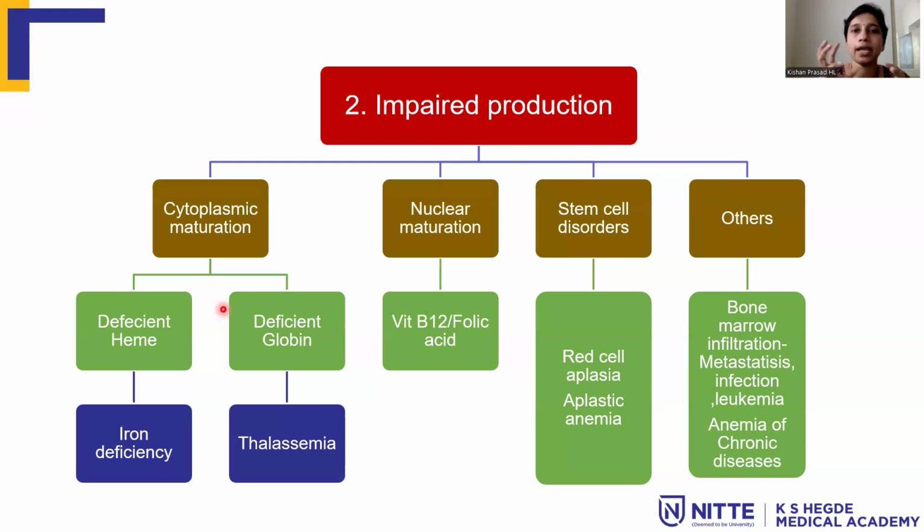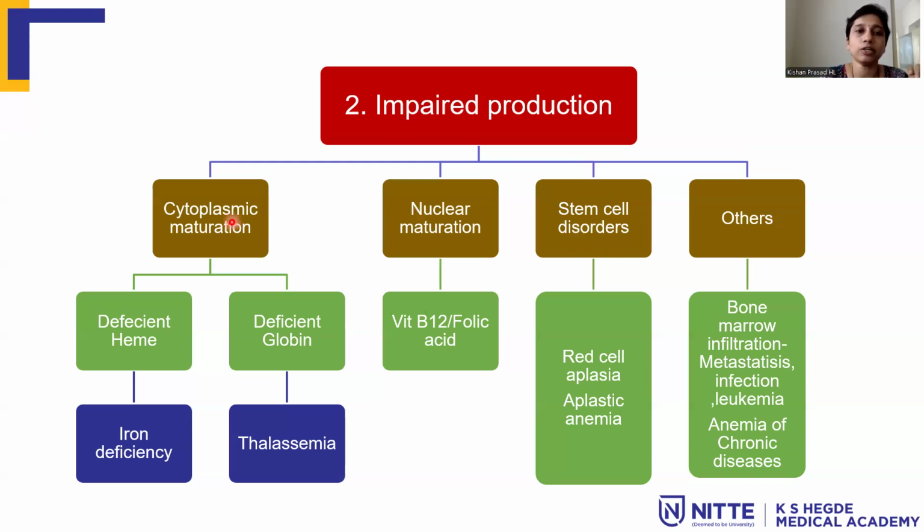So the impaired red cell production can be because of impairment in the cytoplasmic maturation, that is the first group, or impaired nuclear maturation, or it can be disorder affecting the stem cells. So as I told, the beginning step in hematopoiesis is stem cell. So there can be some disorder affecting these stem cell itself, or some other disorder affecting the bone marrow, which is the site of synthesis of RBC.